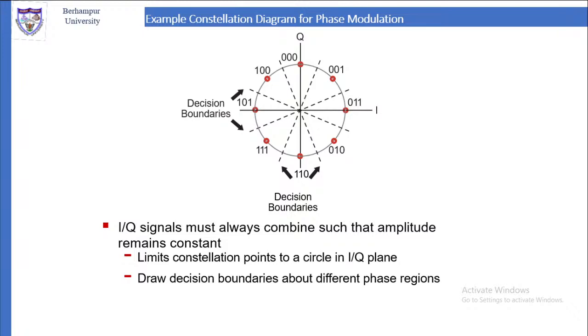IQ signals must always combine in such a way that the amplitude remains constant. This limits the constellation points to a circle in the IQ plane, because it is an angle. We can draw decision boundaries about different phase regions. Here we have taken 8 phase regions. You can take 2 phase regions, 0, 0, 0 and 0, 0, 1. You can take 4 phase regions, 0, 0, 0, 0, 0, 1, 0, 1, 1, 0, 1, 0. So accordingly you can do that. And if the signal is in one of the sectors, you say that the signal comes to that phase.